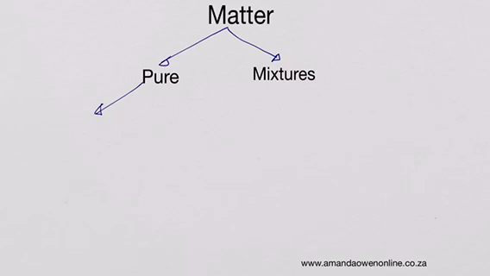Now matter can be divided into two categories. And these two categories are pure substances or mixtures. Pure substances can further be divided into two categories according to what they are made up of. And as you can see on the screen, pure substances can either be made up of elements or compounds.